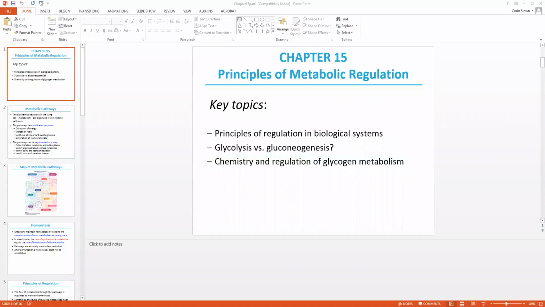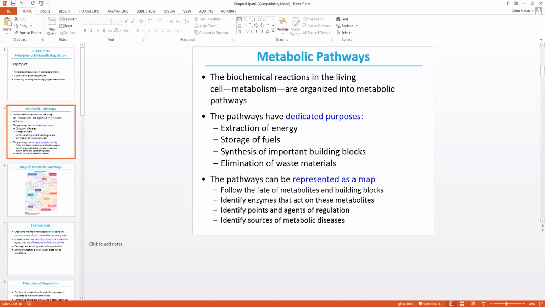So we're going to wrap up chapter 15 by looking at principles of metabolic regulation. This is a survey, so we're looking at regulation in biological systems. We're looking at glycolysis versus gluconeogenesis, and we're looking at chemistry and the regulation of glycogen metabolism.